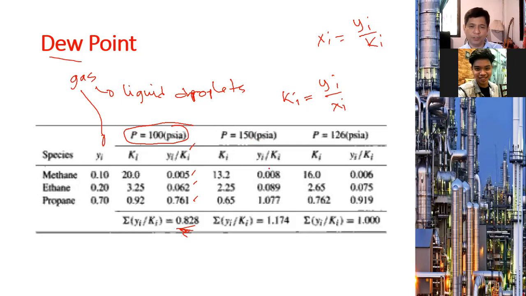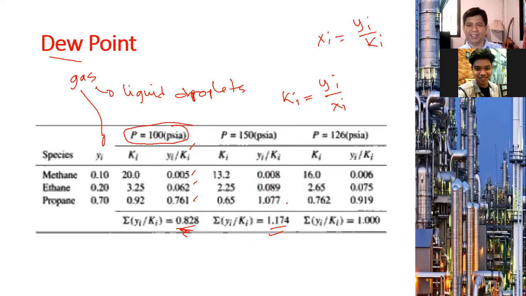Okay? Unfortunately, ganun ulit, nung kinuha natin yung sum ng Y sub I over K sub I, lumampas naman siya, 1.174. So ang gagawin natin, kukuha tayo ng pressure between 100 and 150 psia. Yun. Kaya naging 126 yung last trial. Okay? So actually swerte ito, no? Isang mababa, isang mataas, tapos yung pangatlong hula niya tama na, no? So nung kinuha niya yung sum, 1 na.